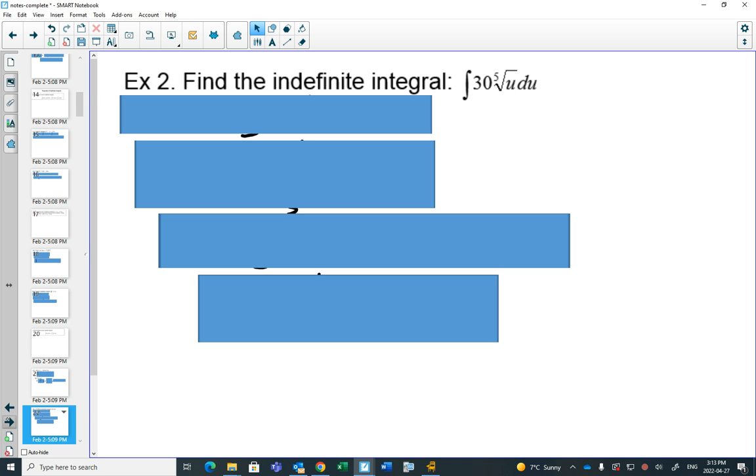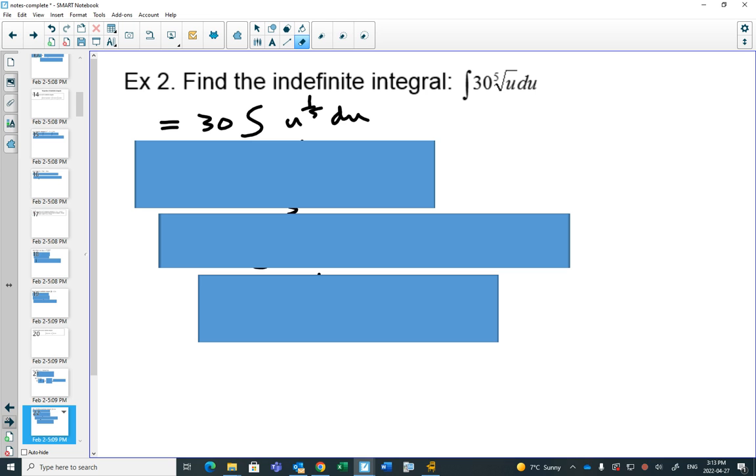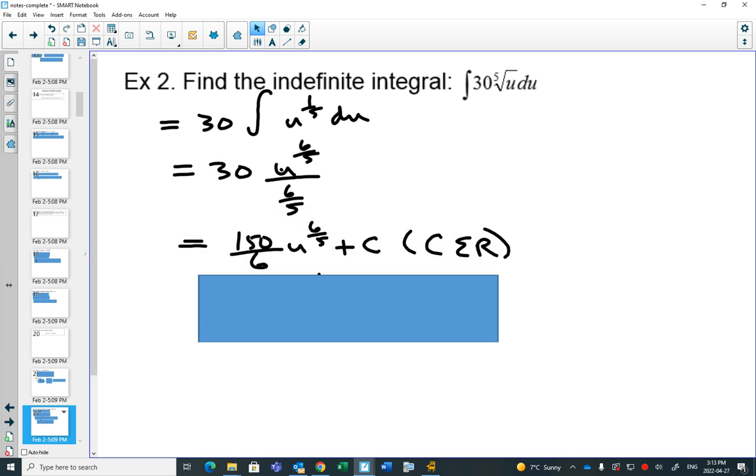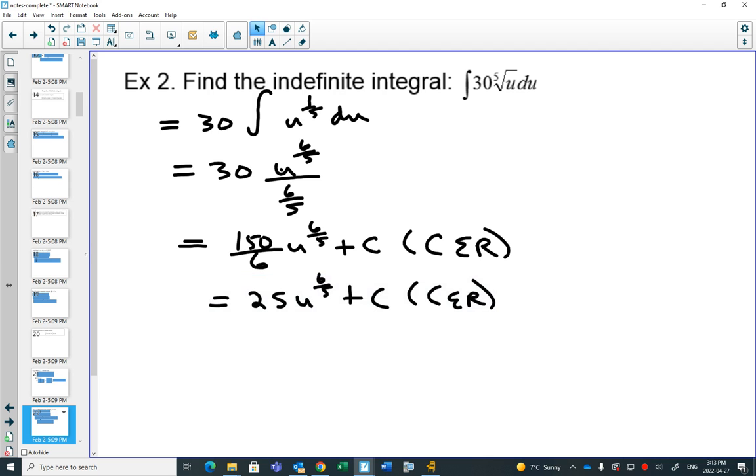Oh, can I do this one? Okay, so on this one, you would first take the fifth root of u and change it to u to the 1/5. I can take the 30 out in front just to keep things simple. And now the integral says add 1 to the exponent and divide. So I add 1 to the exponent and divide, multiply by the reciprocal to simplify, and I get 150 over 6, which reduces to 25. Again, that is our first one.